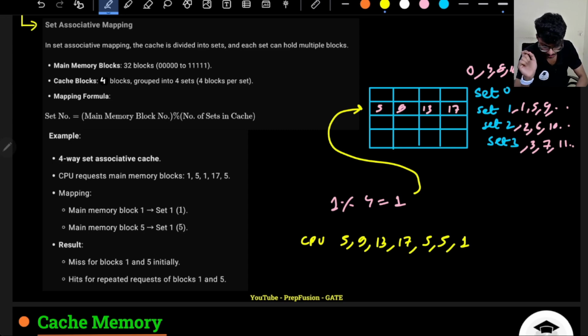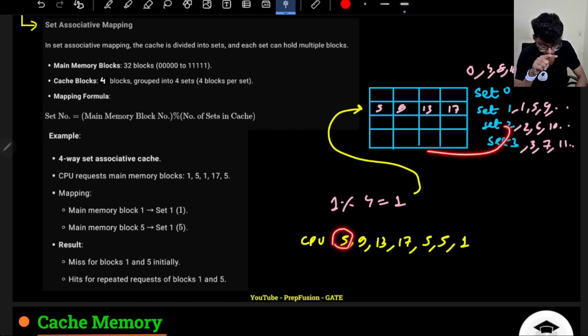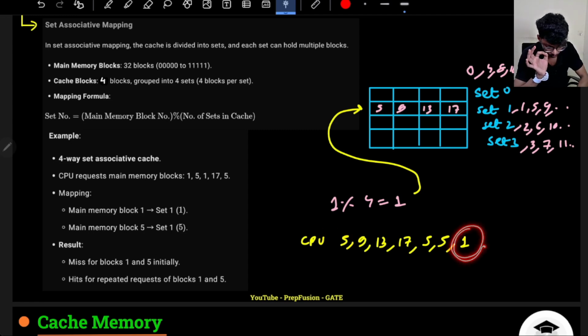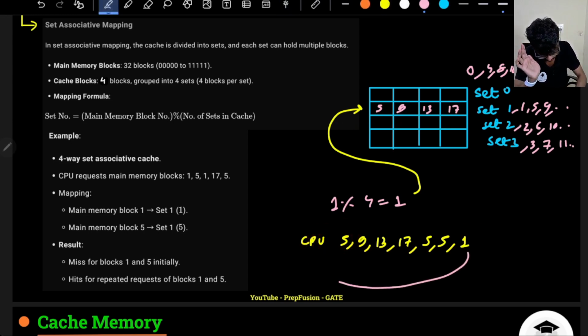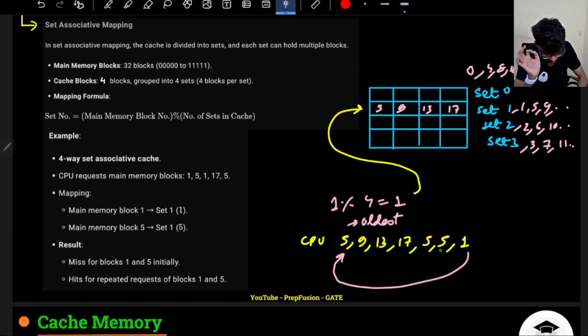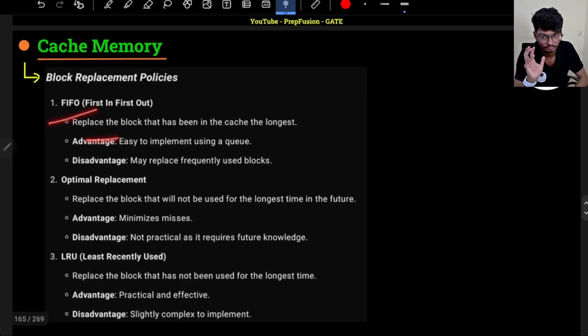Actually, 5 was getting called multiple times here, but which one is the oldest that has been brought into the cache memory? The block number 5. As soon as I call a new block, that is 1, the cache set is already fully filled, so I have to replace. Which one will I replace? I will replace the oldest one. Even though I was calling block number 5 twice before calling 1, I had to replace it because I was following first in first out.